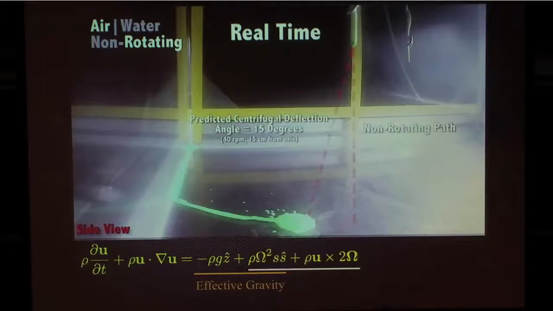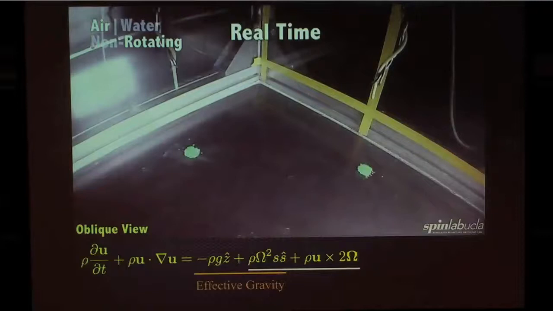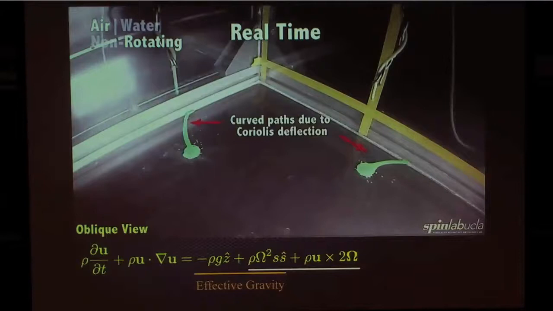If we look now on our oblique camera at the same experiment, you can see a bunch of stuff hits the bottom and then moves out. As it moves out, you can see it gets curved off to its right. That's because of U cross 2 omega. That's Coriolis. The fact that it gets pushed off through the air allows you to pretty well see centrifugal. The fact that it gets pushed to the side on the bottom allows you to see Coriolis. Okay?